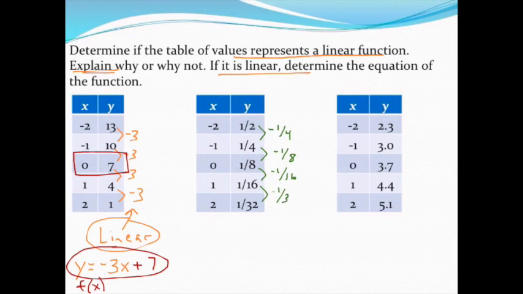So even though there is a pattern here, it's not linear because I'm not changing at the same rate. There's no constant rate of change. So this table of values does not represent a linear function. It might be something else, but it's definitely not linear. It's not going to be a line.